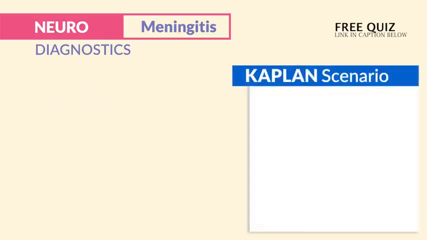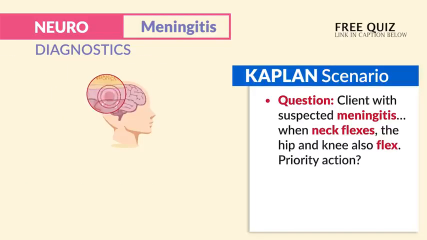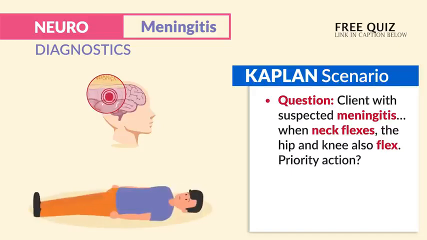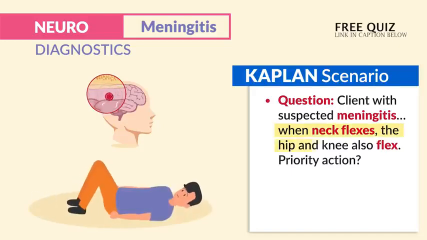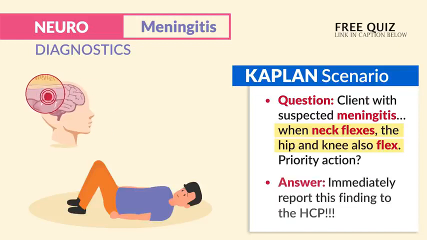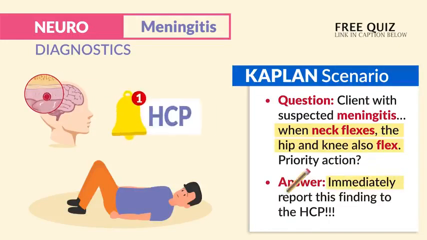Now, Kaplan had a question about this, asking a client with suspected meningitis, when the neck flexes, the hip and knees also flex. What is the priority action? So this definitely sounds like a Brudzinski beach chair to me. So the answer was to immediately report the finding to the HCP.